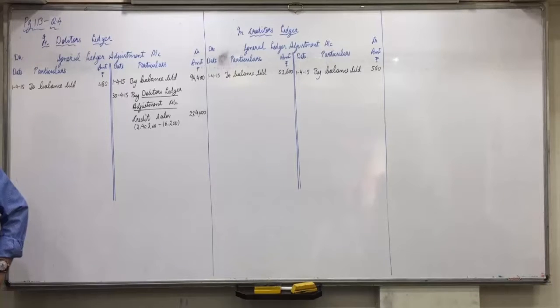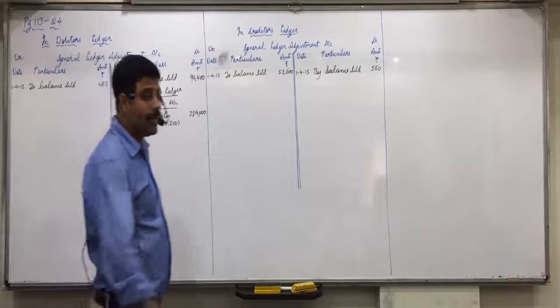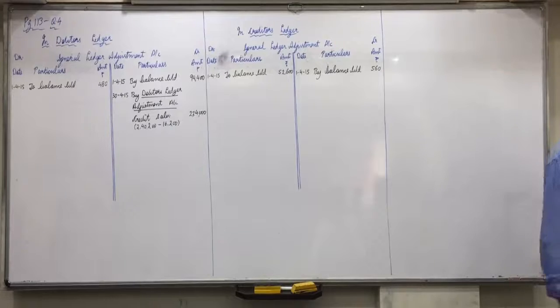Okay, below that, cash sales 16,200. What is the journal entry? Cash to sales. So remember that cash account debit to sales account. Any doubts on this? Now exactly the same way.